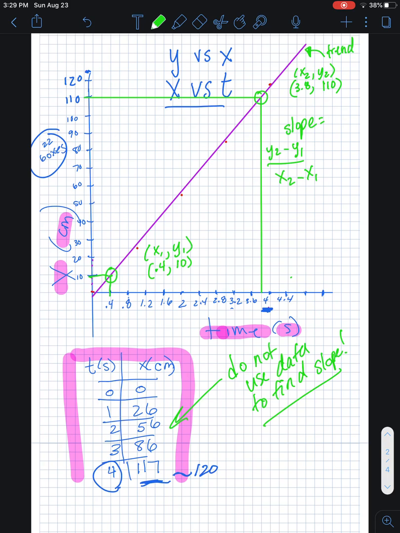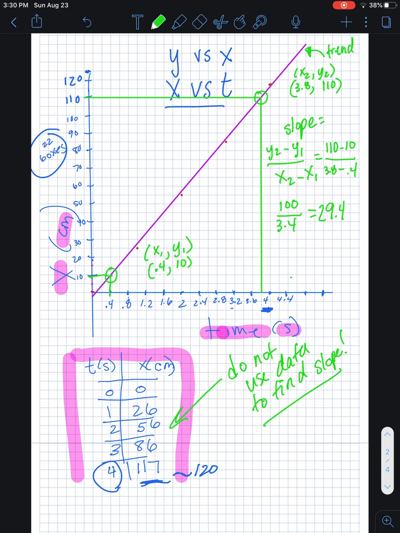All right, so next, what we're going to do is we are going to put those points into this equation. So y2 was 110, y1 was 10, x2 was 3.8, and x1 was 0.4. So that will be 100 divided by 3.4, and I'm going to move that over a little bit for you. Okay, 100 divided by 3.4 is going to give us 29.4.